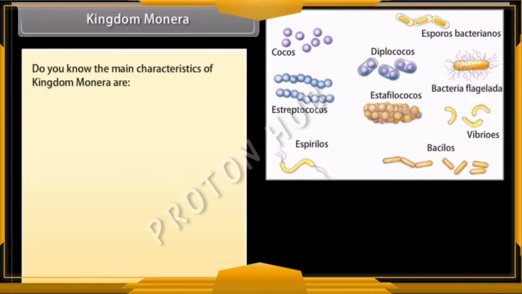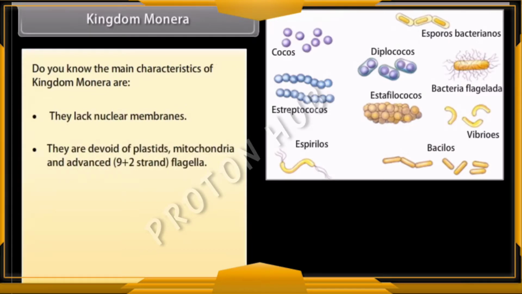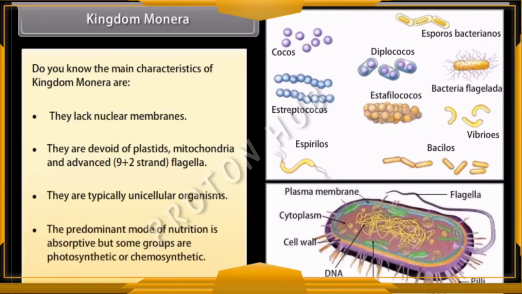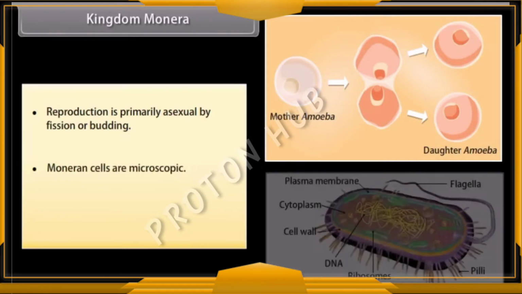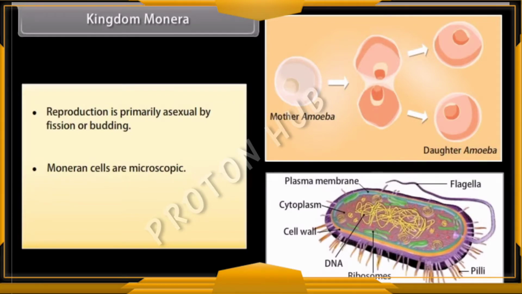Kingdom Monera. The main characteristics of Kingdom Monera are that they lack nuclear membranes, and they are devoid of plastids, mitochondria, and advanced 9+2 strand flagella. They are typically unicellular organisms. The predominant mode of nutrition is absorptive, but some groups are photosynthetic or chemosynthetic. Reproduction is primarily asexual by fission or budding. Monera cells are microscopic. Most organisms bear a rigid cell wall.